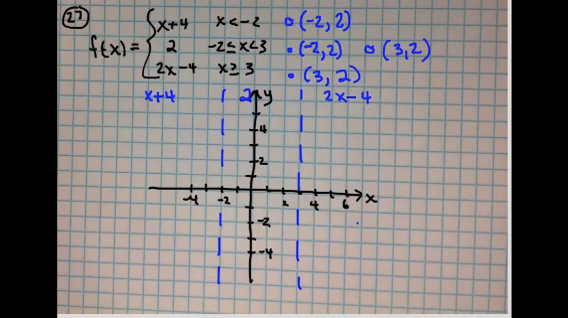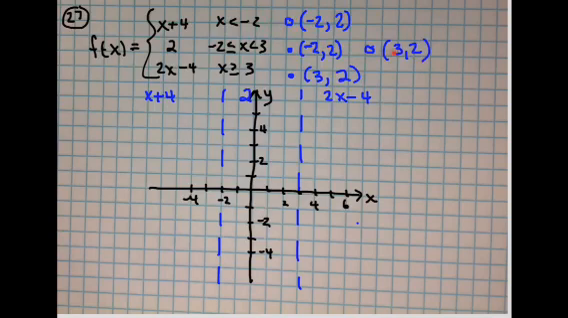Alright, for 27, I went ahead and labeled the open and the closed dots right here, because remember, this is the domain that tells you where each of the three pieces starts and stops. For the first one, it's for all x less than -2. So I put a -2 here, and I got 4 minus 2 is 2, and that's how I got this open dot. And then right here it says it includes -2, right? And the y value is +2, so that's where you get this point.